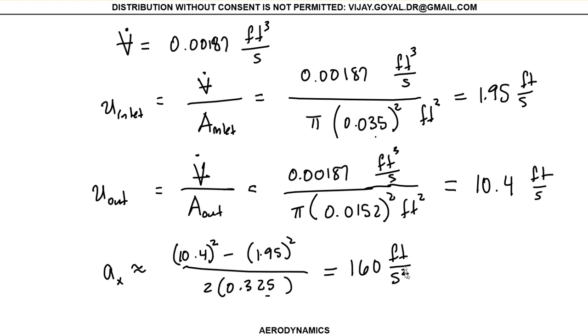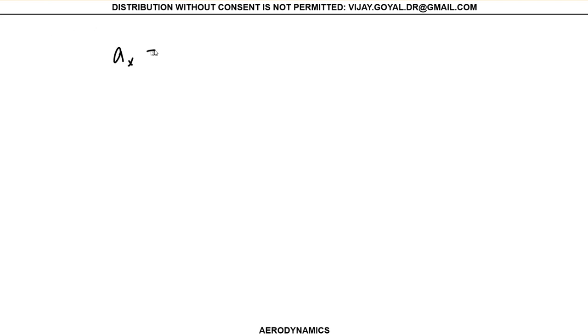A very interesting fact is that your acceleration is roughly 160 feet per second squared, which is almost 5 times the acceleration of gravity. It clearly tells you that even if it's a steady flow, it is accelerating as it moves along your axis, and it's accelerating really fast. So this is example number 2 on how to use some of the equations that we derived in class.